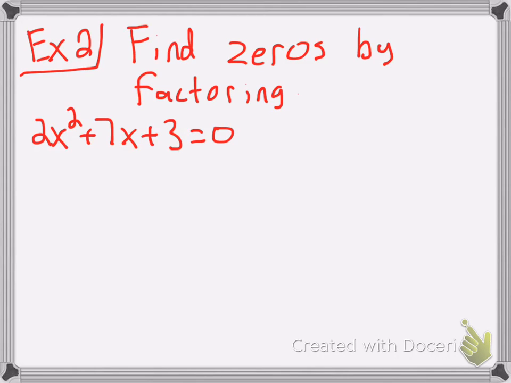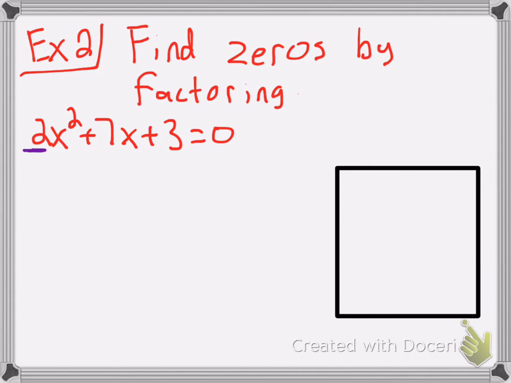Let's look at another example here. In example 2, we're going to find the zeros by factoring. Now in this case, we have a number in front of x squared. Our a, since this is in standard form, is not 1. It's actually 2. Guys, if you use a Punnett square, that should be no problem whatsoever.